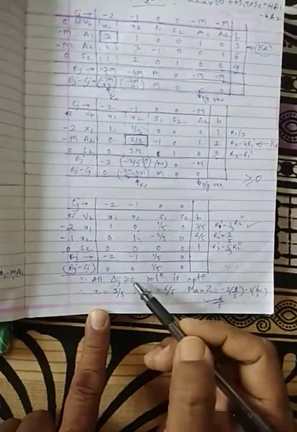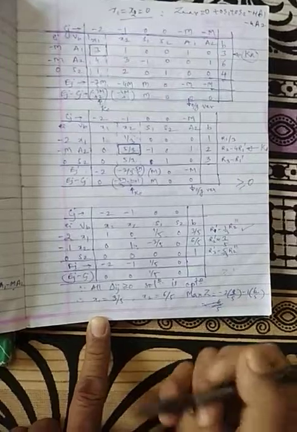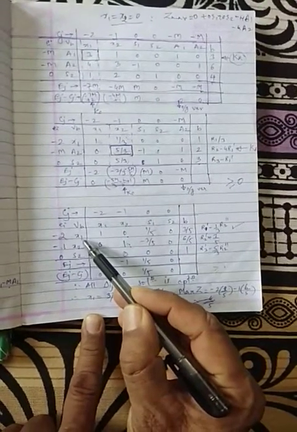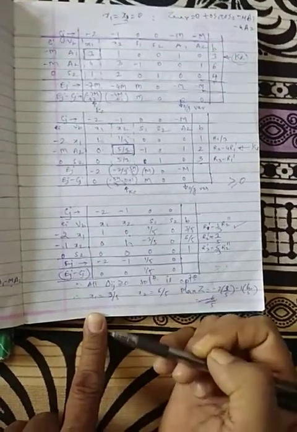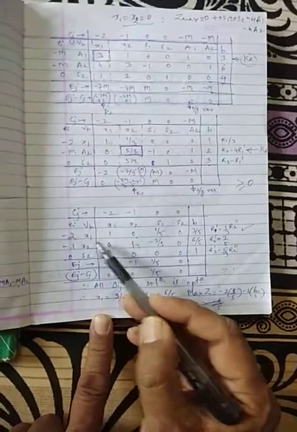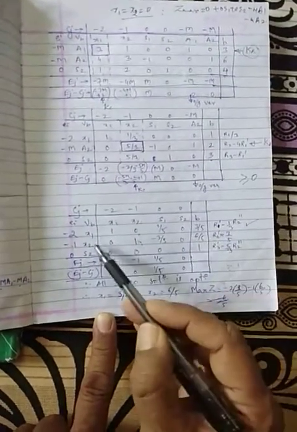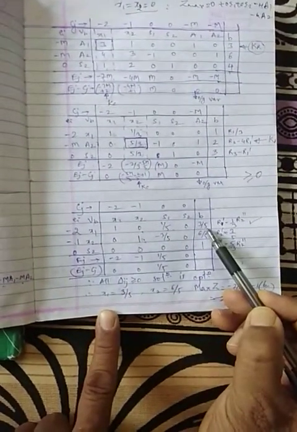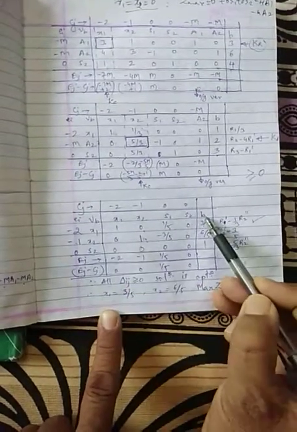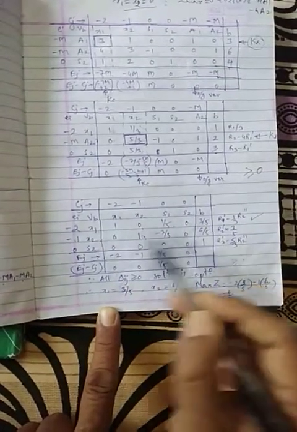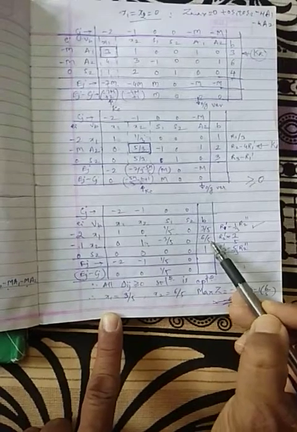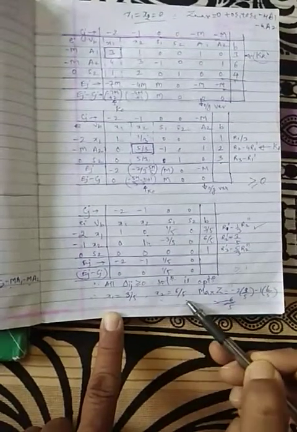So where is the optimum solution now? See the VB and V column. In the VB column, see how many decision variables are there, x1, x2. The value of x1 is the value of b here under b. So x1 is equals to 3 by 5. See the column VB and B. x1's value is 3 by 5, x2's value is 6 by 5. So x1 is 3 by 5, x2 is 6 by 5.